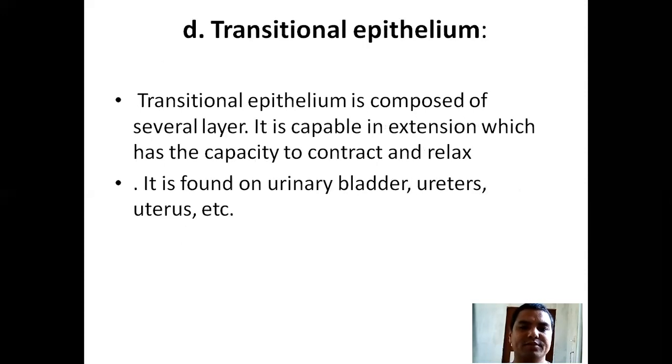Transitional epithelium is composed of several layers of cells. It is capable of extension, and has the capacity to contract and relax. This type of tissue is present in the urinary bladder, ureters, uterus, etc.